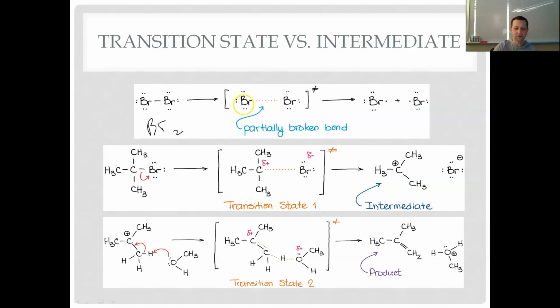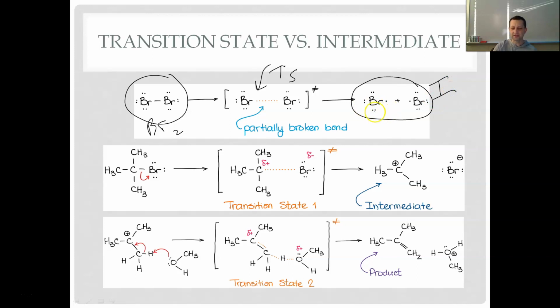So you have your bromine here and here, it's a loose dot structure. You can see the partially broken bond. That bond is stretching now. This is a partially bonded substance. That is your transition state right there, okay? It's transitioning between your initial substance and this might be your intermediate, right?